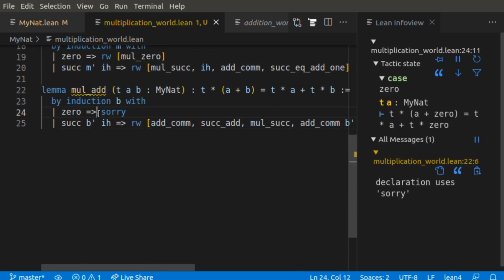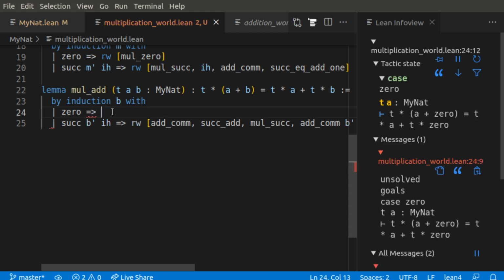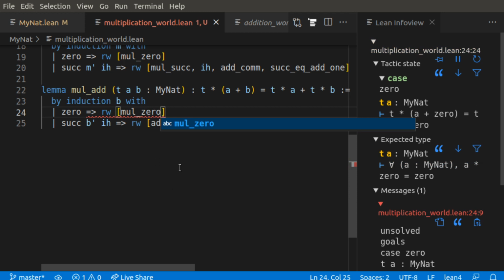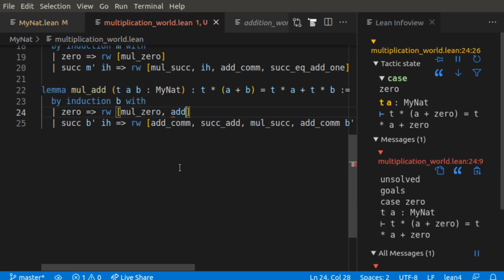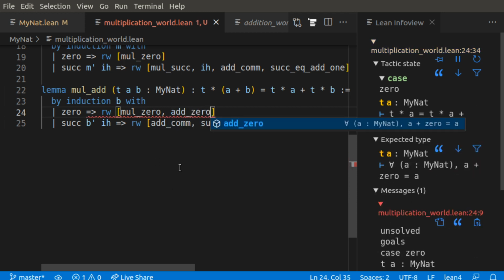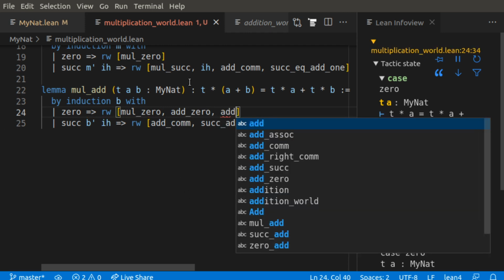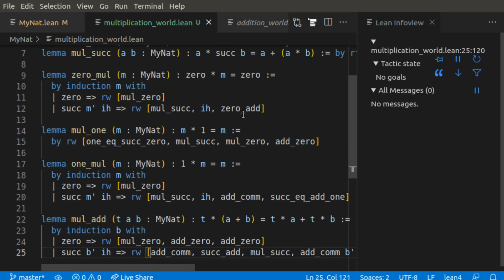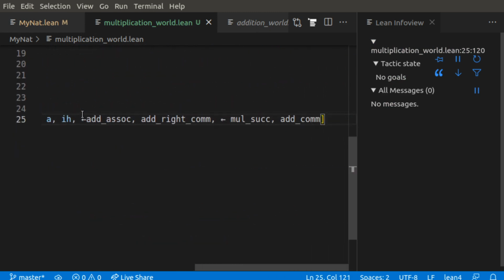That one should be a lot easier. Okay, T times (A plus 0) equals T times A plus T times 0. Well, we could just rewrite mul 0, add 0, add 0, and we're done. Nice. Okay, that one was quite a long proof.